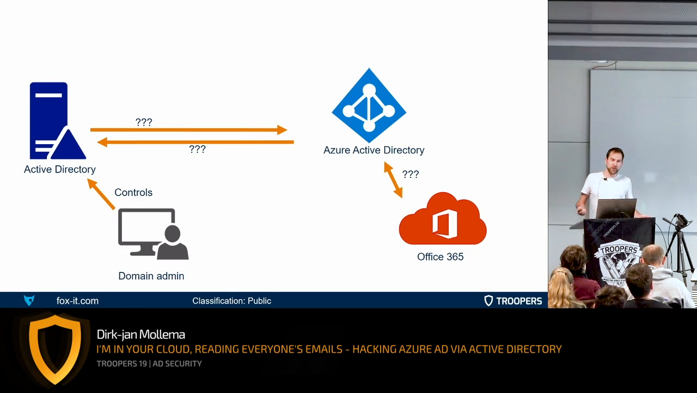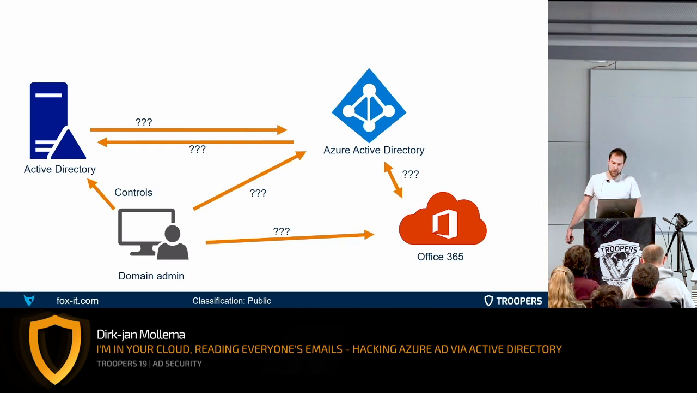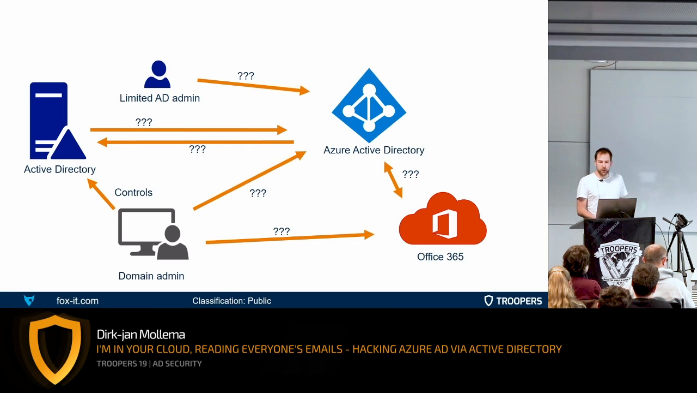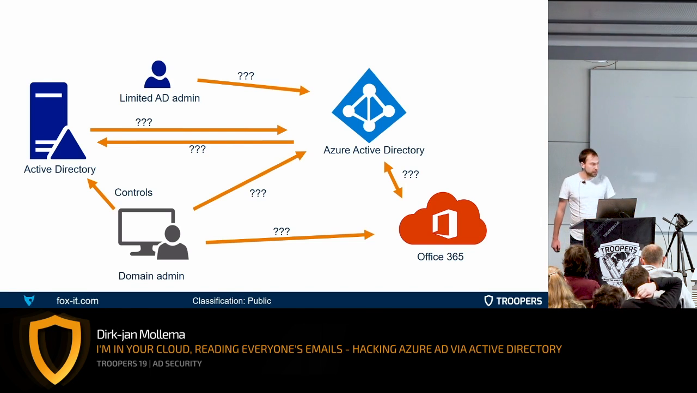Maybe this is very obvious for some of you, but I really started from zero and I really tried to understand all of this. If we look at these links, what can an on-premise domain admin actually do in Azure AD or in Office 365? And even more interesting, if you can affect Azure AD from on-premise, do you need a domain admin account, or can you do it with a limited account? These are the questions I started out with.